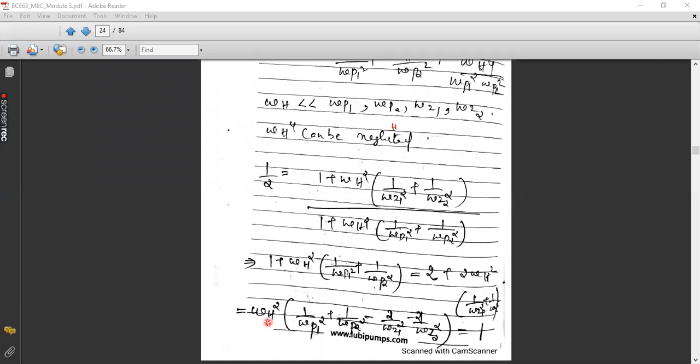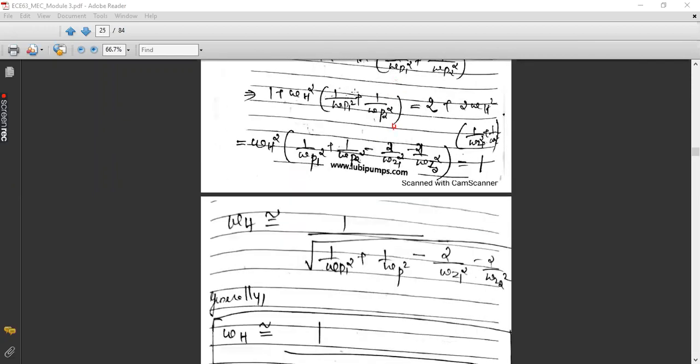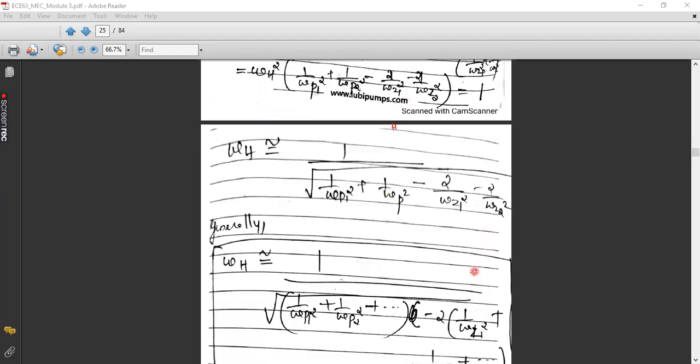After that, you can find omega h. Take this term to the right hand side and find omega h. It will be 1 divided by square root of, you are finding omega h, here you are having omega h square, so 1 divided by, this will be inside your square root. So 1 divided by square root of 1 by omega p1 square plus 1 by omega p2 square minus 2 divided by omega z1 square minus 2 divided by omega z2 square.